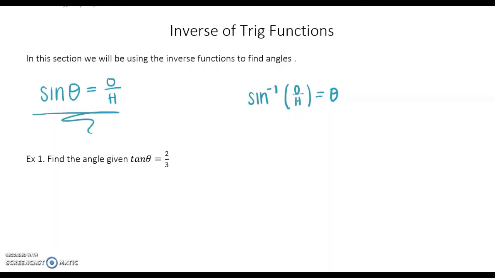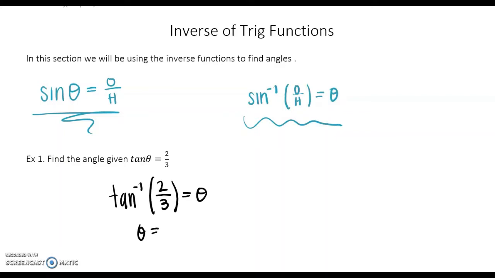All right. So example number 1 says find the angle given tangent of theta equals 2/3. Now there's two methods here that you could do. The first one is just using this step right here. So it'd just be tangent inverse of 2/3 is equal to theta. So you put a little tan inverse over the tangent, and then you do 2/3 and set it equal to theta. So you just kind of switch the theta and the 2/3 and then add the inverse. And then you're going to go ahead and plug that into your calculator.